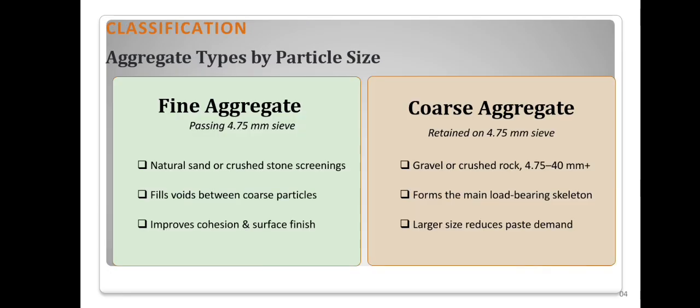They are classified in different ways. Based on particle size, we have fine aggregates and coarse aggregates. Fine aggregates are particles passing through a 4.75 mm sieve, usually natural sand or crushed stone sand. They fill the voids between coarse aggregates and improve cohesion and surface finish. Coarse aggregates are particles retained on the 4.75 mm sieve, such as gravel or crushed rock. They form the main load bearing skeleton of the concrete and reduce the amount of cement paste required.